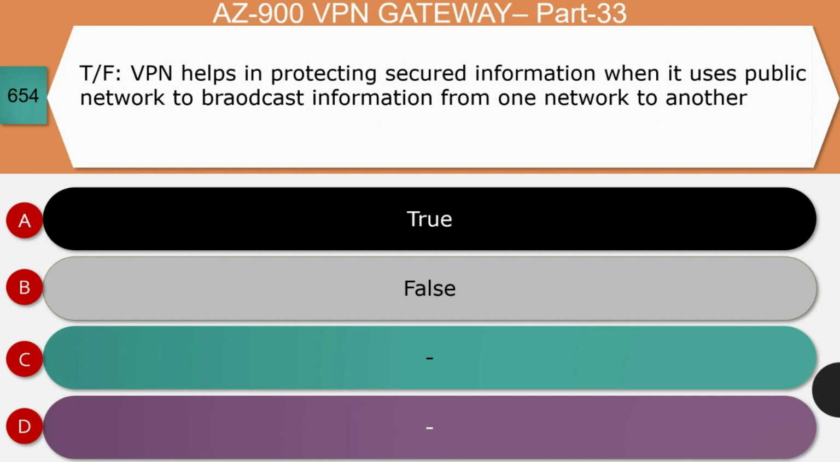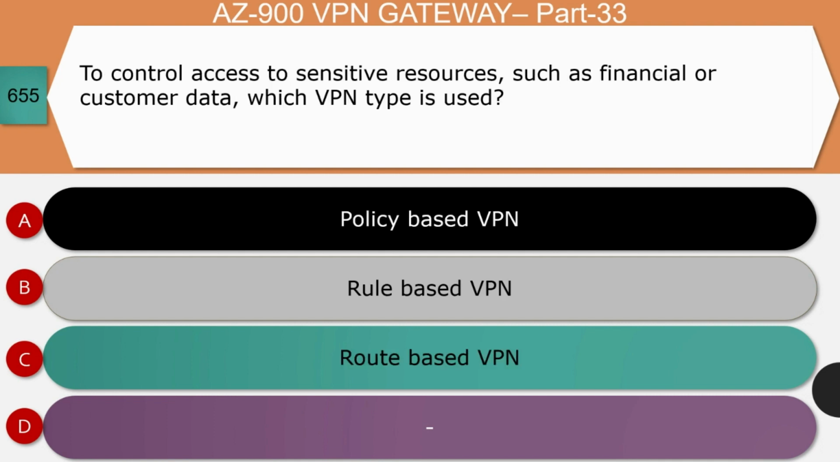Next question. VPN helps in protecting secured information when it uses a public network to broadcast information from one network to another network. Yes, it is true. Let's see the reason. By encrypting the data and routing it through a secure tunnel, a VPN can protect sensitive information from being intercepted by hackers or other malicious actors while it is transmitted over the public network. On the receiving end, the encrypted data will be decrypted and will be used by the receiving end. And so the right answer for this question is option A, that is true.